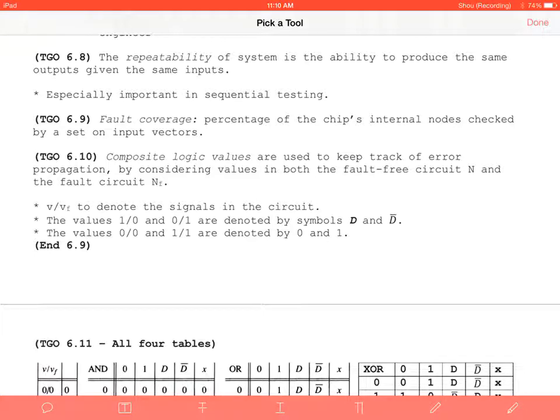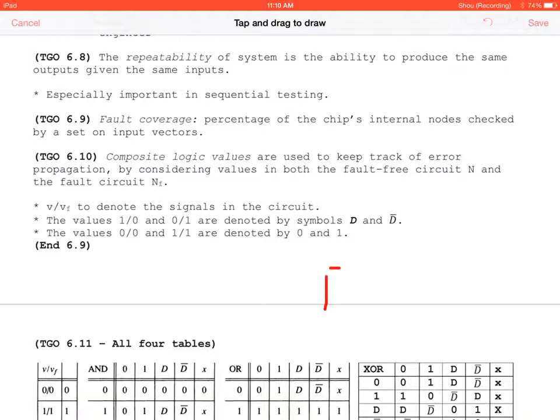So when you try to propagate errors through a circuit, we're going to worry about this concept called composite logic. So the general idea is when you have a normal, let's say you have a normal AND gate, right? And you have 1 and 1 on your inputs, and you know you're going to get 1 on the output. But let's say you have a stuck at 0 fault. So it's stuck at 0. That means we're going to get 0 on the output, right?